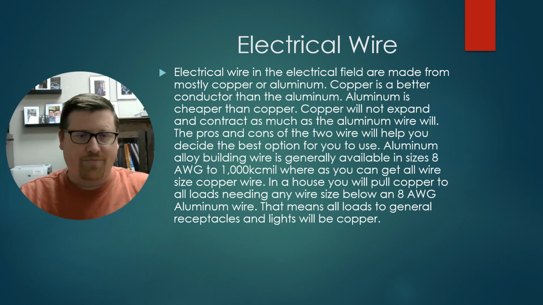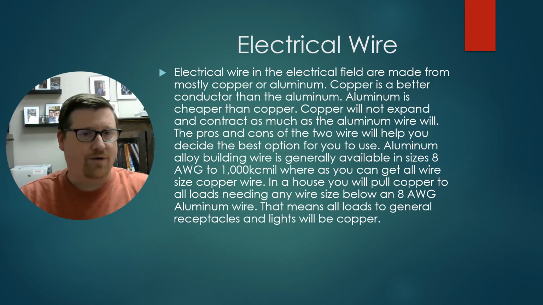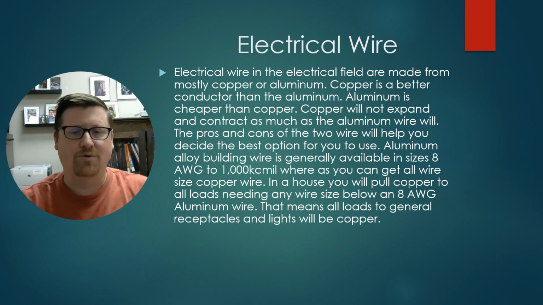We can get it in copper, from the smallest up to the biggest. In a lot of situations we're just not using it because it's cost prohibitive. In a residential situation, once we get to size 8 AWG and smaller, it has to be copper wire. We're pulling copper wire to all those loads, all those receptacles, all those lights. All those are going to be copper in a residential situation. Those smaller sizes, we're just making sure that we're doing those in copper.